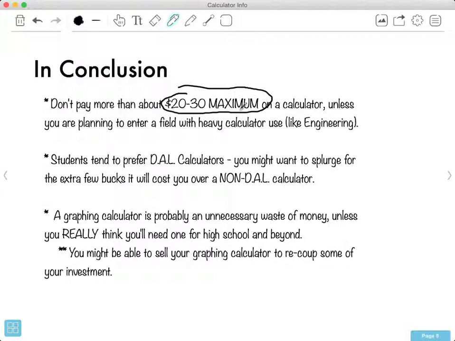They tend to have nicer buttons and nicer screens. Generally, students prefer DAL calculators. They are a little more expensive, but you might want to spend those extra few dollars just to make your life a little bit easier when you're in math class. And the graphing calculator, unless you really think you need one, is going to be just a bit of a waste of money. So I wouldn't look at buying one of those yourself.